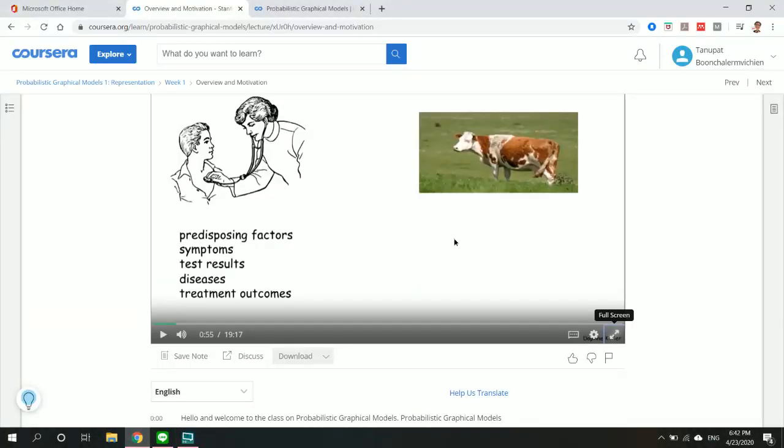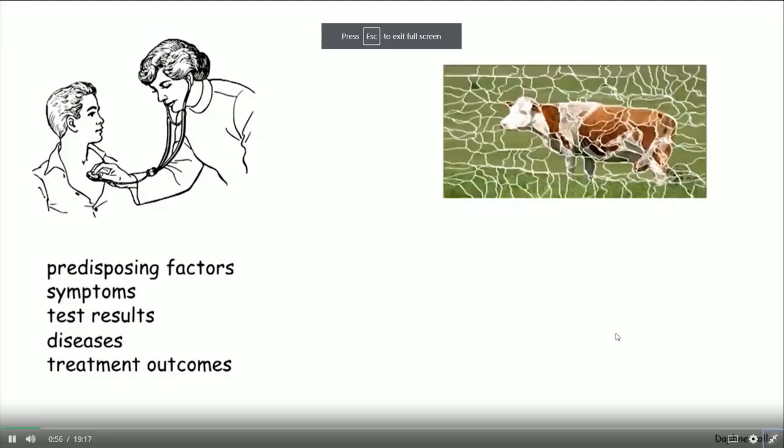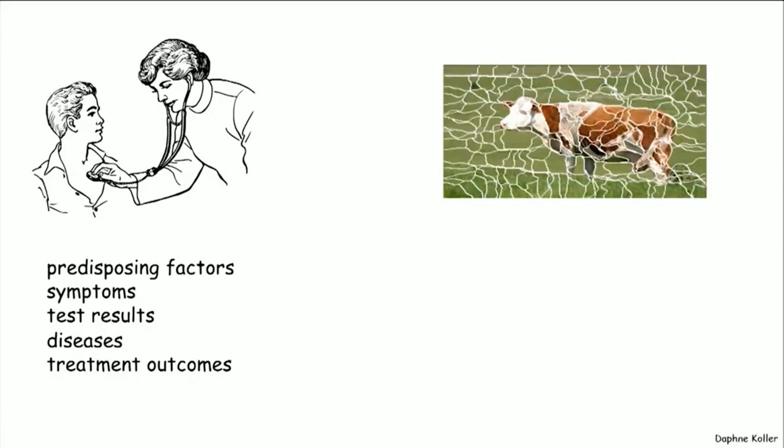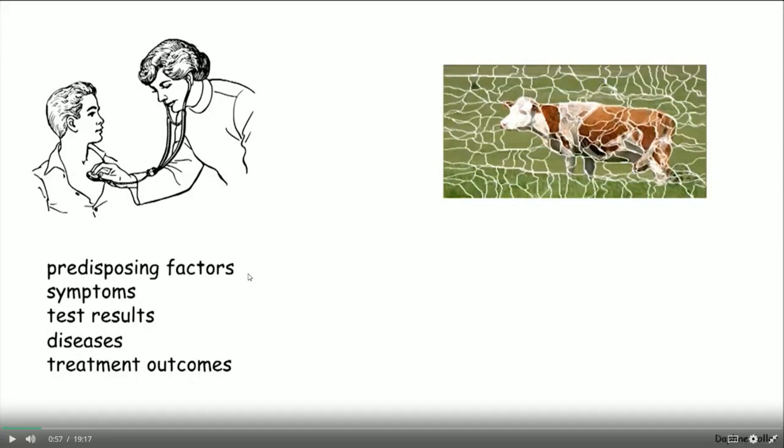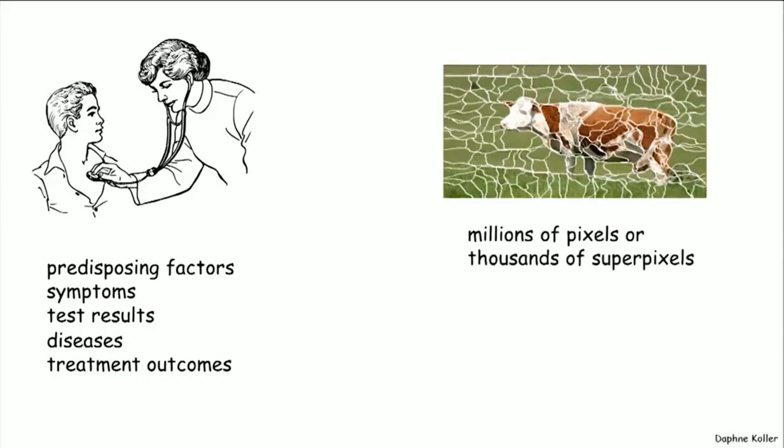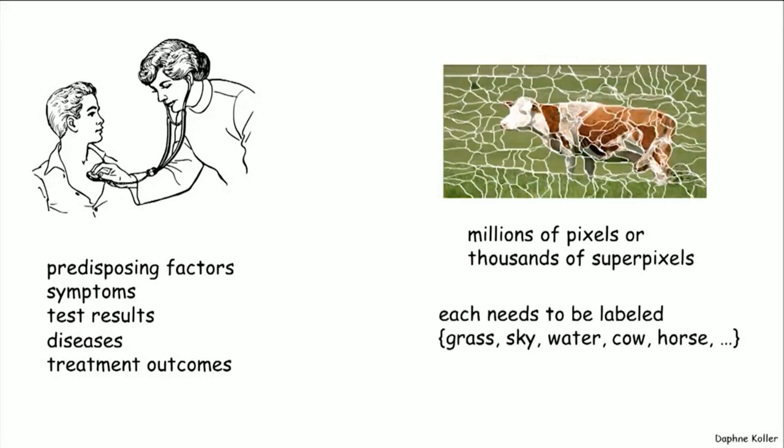So, for example, if we break up the image into these fairly larger regions that have less stuff to reason about, we want to figure out which of these corresponds to grass, sky, cow, or horse.